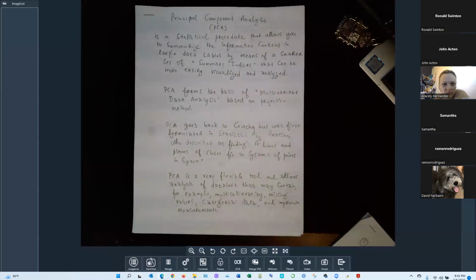Okay. So how are we going to get this done? That's why we say it is a statistical procedure that allows you to summarize the information already contained in larger data tables by means of a smaller set of summarized indices. That means variables. You have a large number of variables, say 10 variables. Instead of working with 10 variables, you can work with 5 variables. With the aid of 5 variables, how are you going to explain the dependent variable?